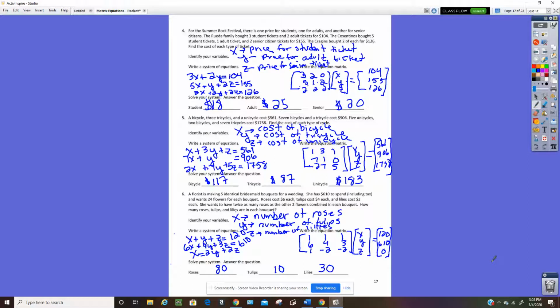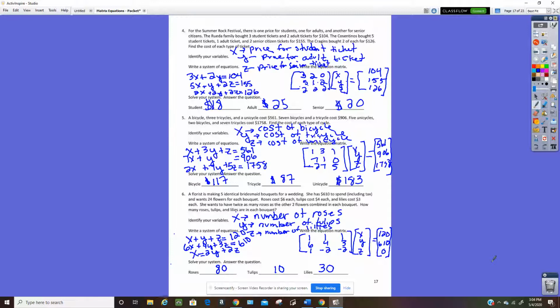Here's a couple more 3x3 matrices, system of equations with three variables, and then change it to a 3x3 matrix and then solve it. So number 5 and number 6 on this page, I'm going to cover those two.